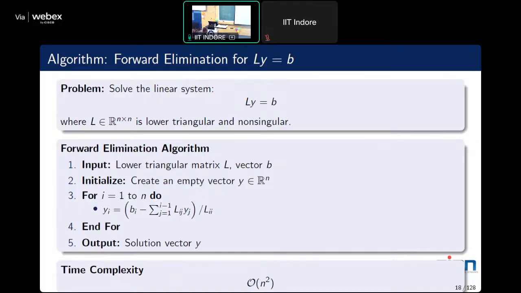Correct? So these are coming from here itself. This is called LU decomposition, this is the equation Ly equal to B, and this is forward elimination, and you are going forward.